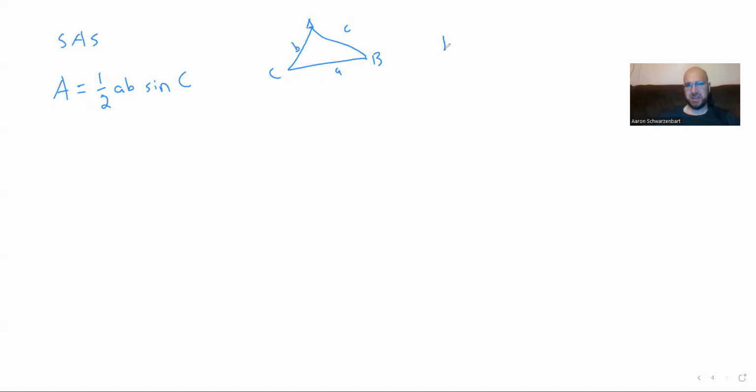The other one, known as Heron's formula, is side side side. And this is a little bit of a two-step formula. We start by calculating what's known as the semiperimeter, S. So that's half of the three sides added together. And then the area uses this calculation.